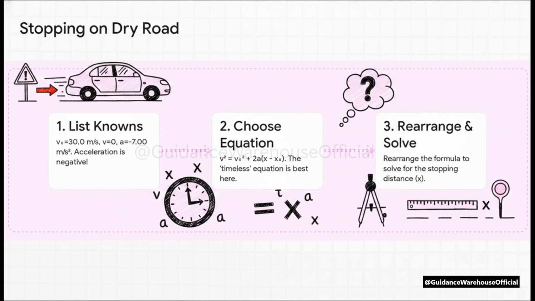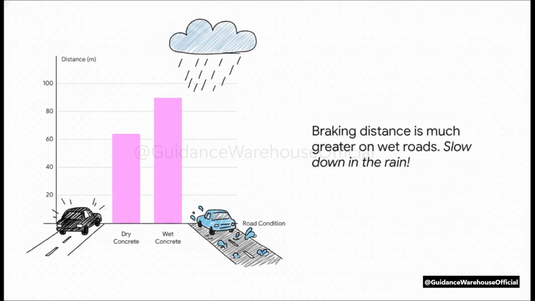We list our knowns. Initial velocity is 30 meters per second. We're stopping, so final velocity is 0. And here's the key. Acceleration is negative because it's working against the car's motion. We want the stopping distance, but we don't know the time. So that timeless equation is the perfect choice.